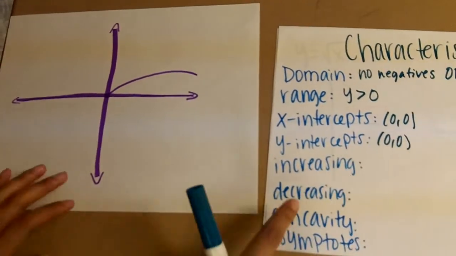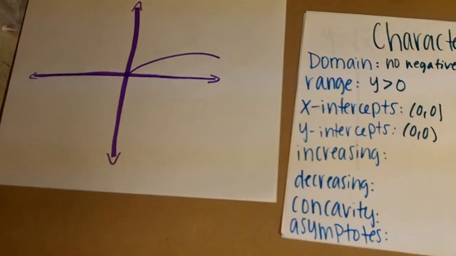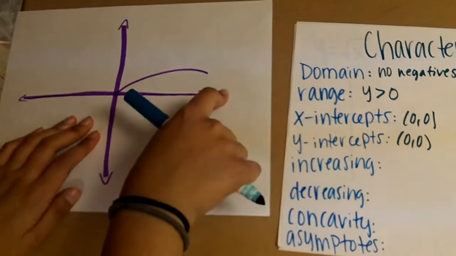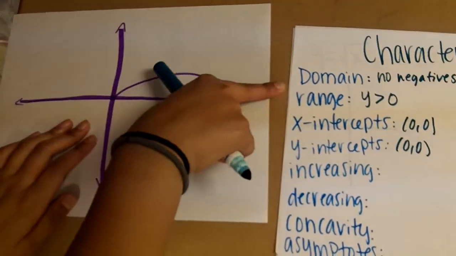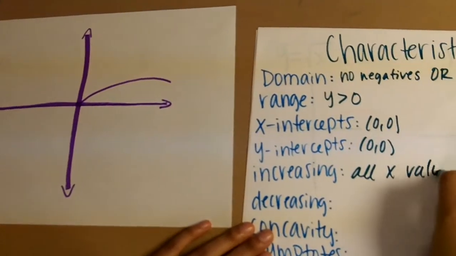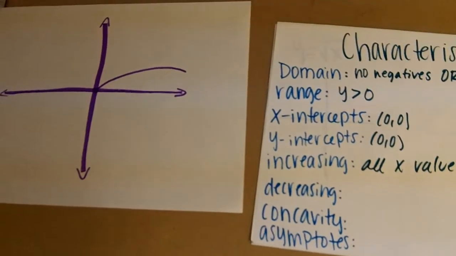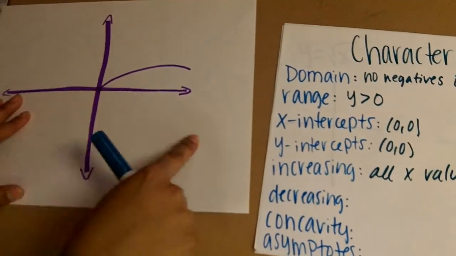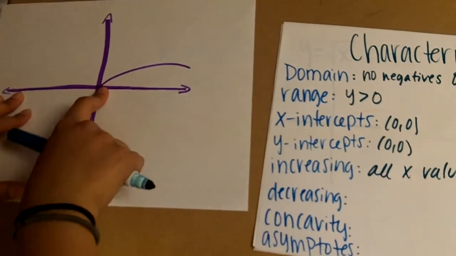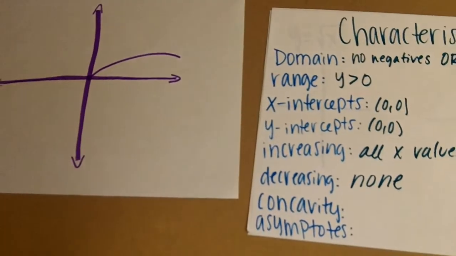Transformations. Now for increasing, this line is in fact increasing, and all the x values are increasing because the graph is going to the right. So we just write all x values. For decreasing, no numbers are decreasing because the line starts here. So we can just put none for decreasing values.